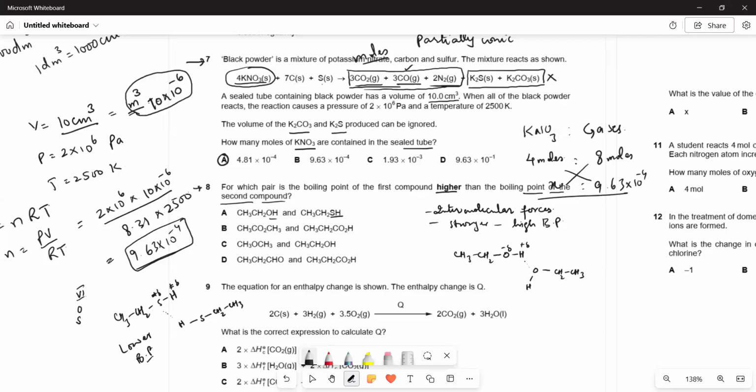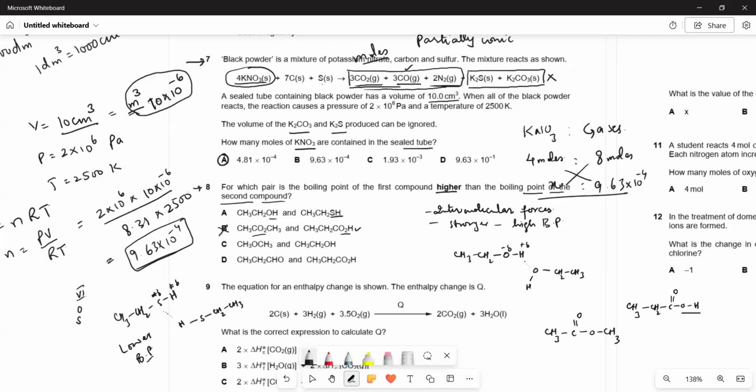They are saying the first member has a higher boiling point. What about the second member? It's CH3, C double bond O, and then CH3, this one. So no hydrogen bonding. While in the second option, this one is an acid, C double bond O and H. Here it has OH, so it can make hydrogen bonding. So the second member will have a higher boiling point than the first member.